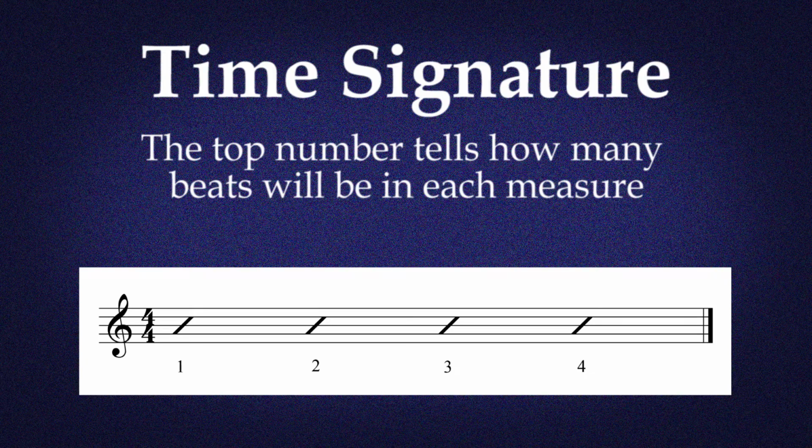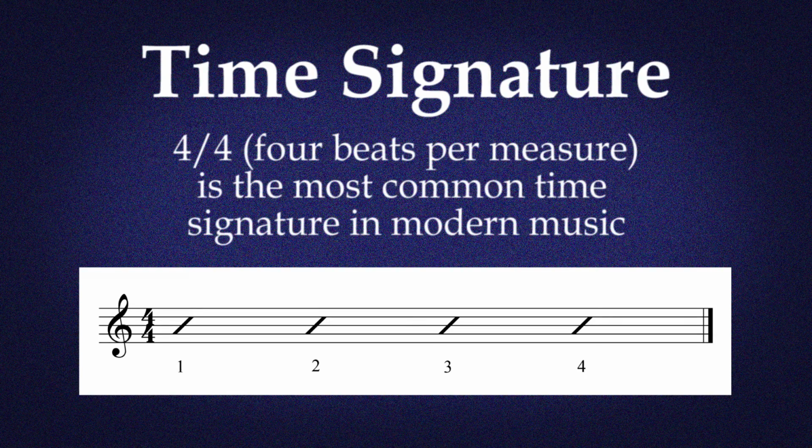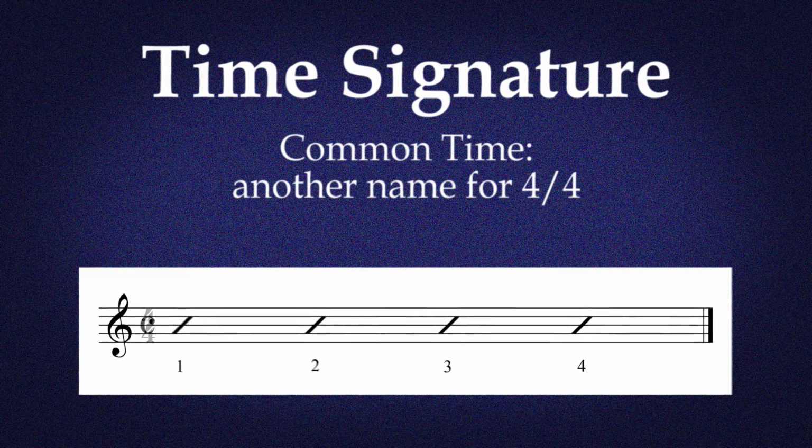Now, a vast majority of the time, there will be 4 beats in each measure. This is just simply the most common arrangement of beats in modern music. So for a majority of our examples, we'll be dealing with 4 beats in each measure. It is so common, in fact, that 4 beats in each measure, or 4/4, is often called common time and is marked with a big C.